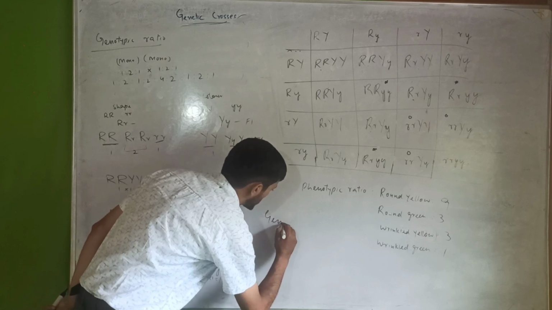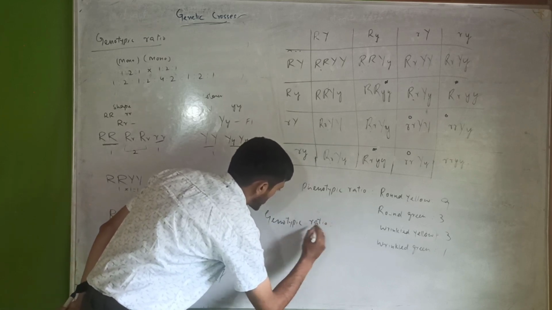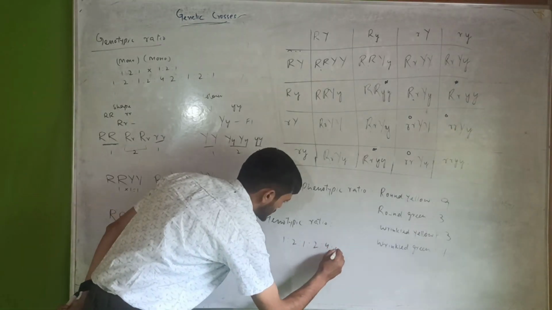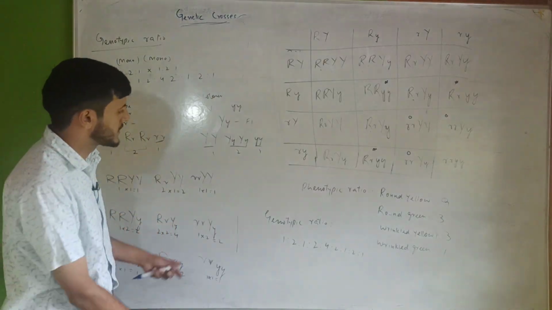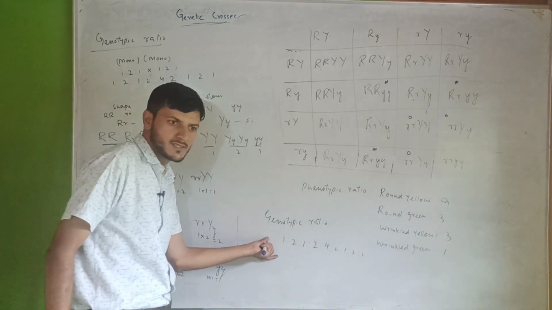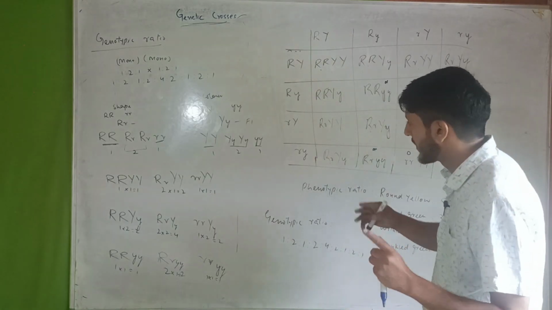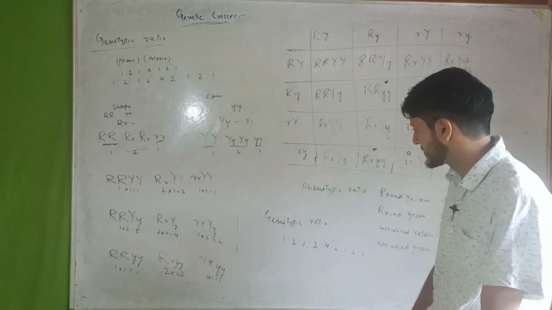So the genotypic ratio is 1:2:1:2:4:2:1. If we have to check whether we have done this cross rightly or wrongly, for that we have to find out the total possible combinations.